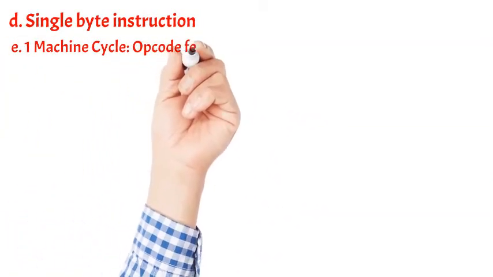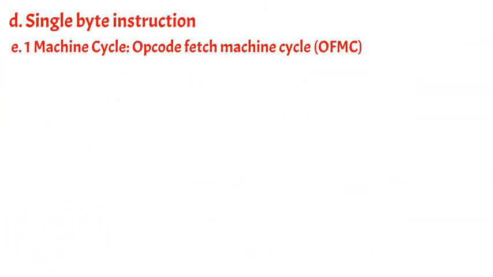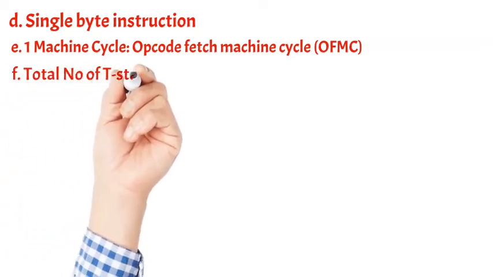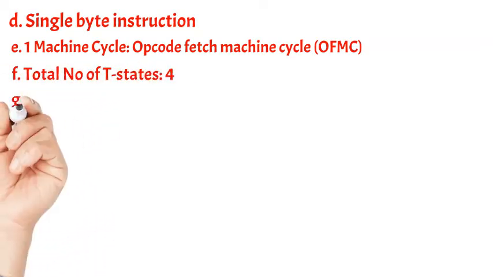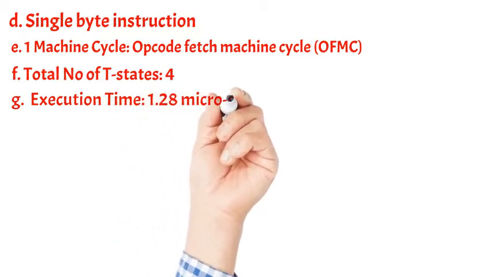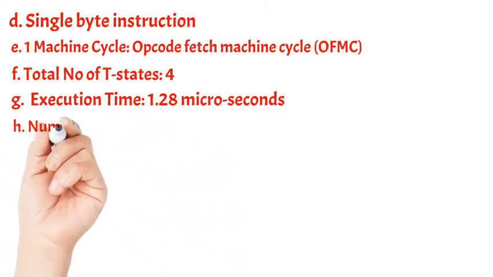So it's a single byte instruction. It has only one machine cycle, that is the opcode fetch machine cycle, and the number of T states here is equal to 4. The execution time is equal to 1.28 microseconds.